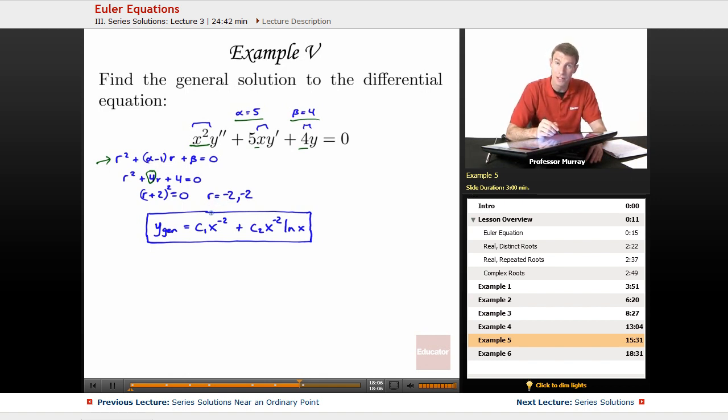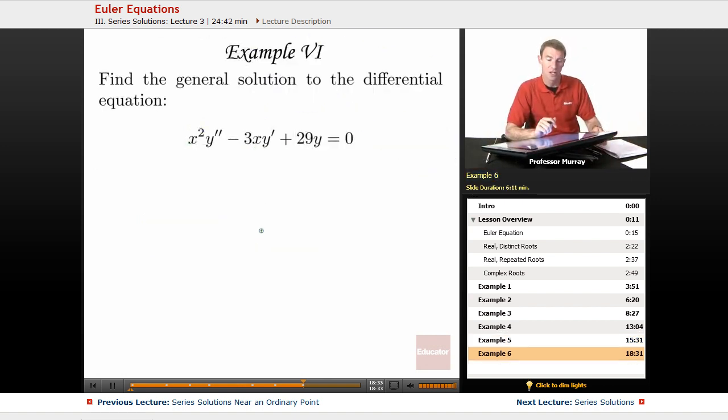And so in the case of a double root, our solution is, well, just like with two distinct roots, we form x to that power, x to the -2. But then for the second one, we can't just form x to the -2. That would be a copy of our first solution. So we go x to the -2 natural log of x to give ourselves a distinct solution, and we put a constant on each one.